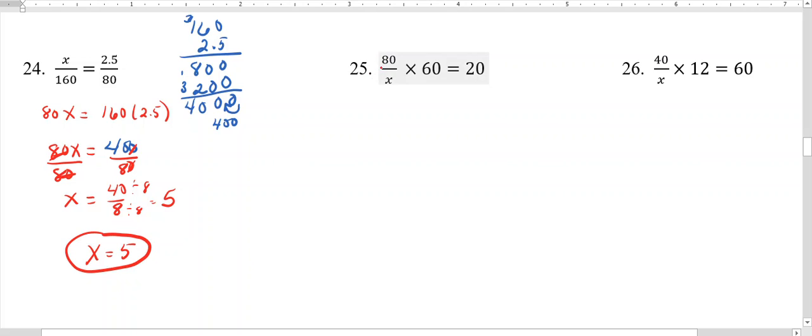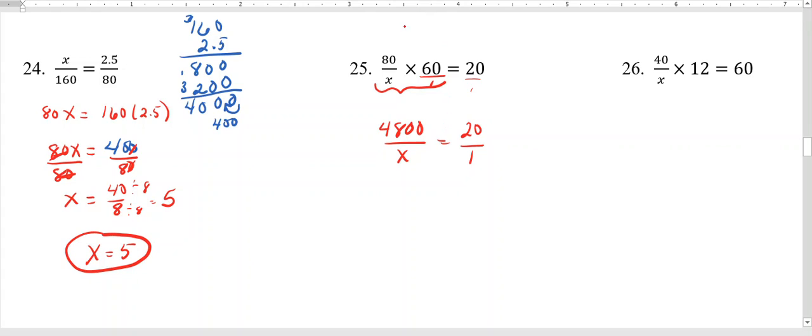So let's look at number 25. This one's a little bit different because I've got 80 over x times 60. I don't have to do the proportion yet. I'm just going to deal with the 80 over x times the 60. If I put 60 over 1, then I'm just multiplying fractions, so I can multiply straight across. 80 times 60 is 4,800. What I can do is 6 times 8 is 48, and then I've got 2 zeros. And that's over x, and it's going to equal 20 over 1.